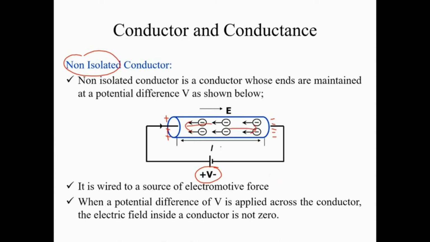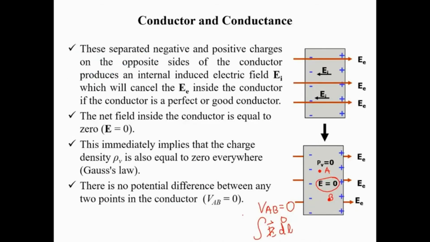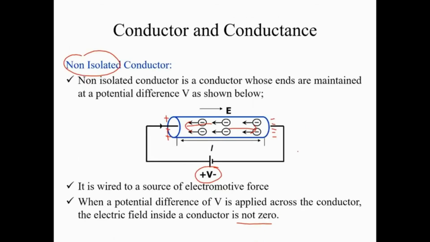Continuous movement. When a potential difference V is applied across the conductor, the electric field inside the conductor is not 0, unlike this case where all the charges just gather at the surface. But in this case, because of the battery, the charges move continuously. So the electric field inside this kind of conductor is not 0, because the charges keep on moving.